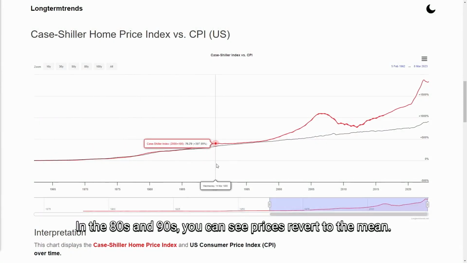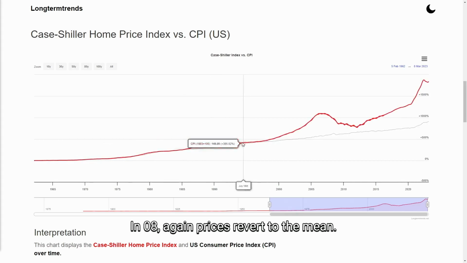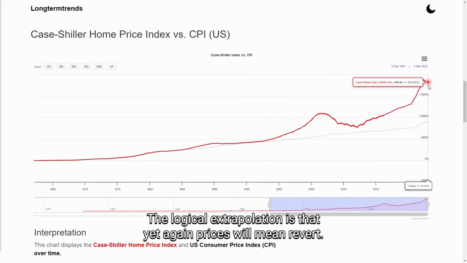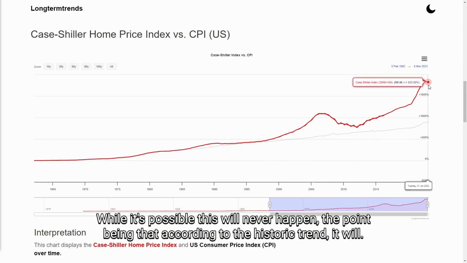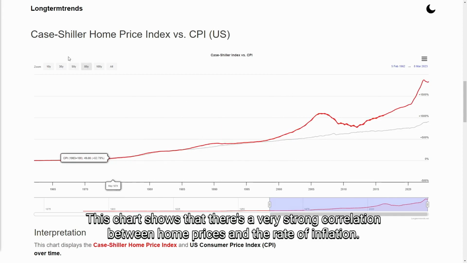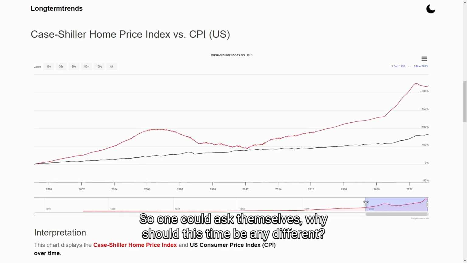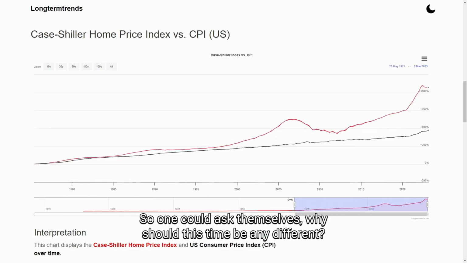In the 80s and 90s, you can see prices revert to the mean. In 08, again prices revert to the mean. The logical extrapolation is that yet again, prices will mean revert. While it's possible this will never happen, the point being that according to the historic trend, it will. This chart shows that there's a very strong correlation between home prices and the rate of inflation. So one could ask themselves, why should this time be any different?